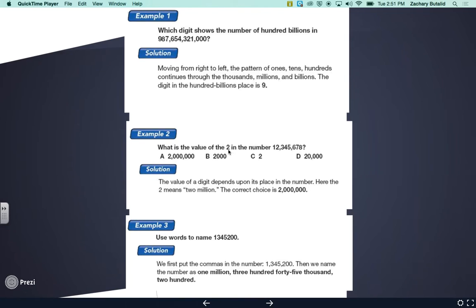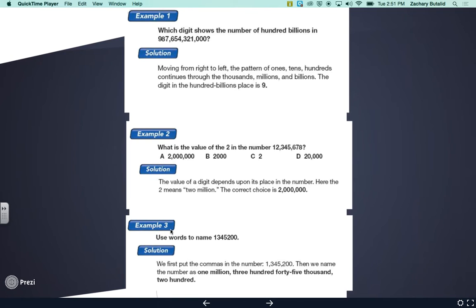Okay. Now let's look at example number 2. So let's go ahead and find the value of the 2 in the number 12,345,678. So all these numbers right here are just trying to get you confused. We only need to know the value of this 2, right? So remember when I was talking about the commas, this is the thousands comma, this is the millions comma. All right, so this number 2 represents the 1 spot in the millions area. So this would be 2 million, right? So the value would be letter A, 2 million.